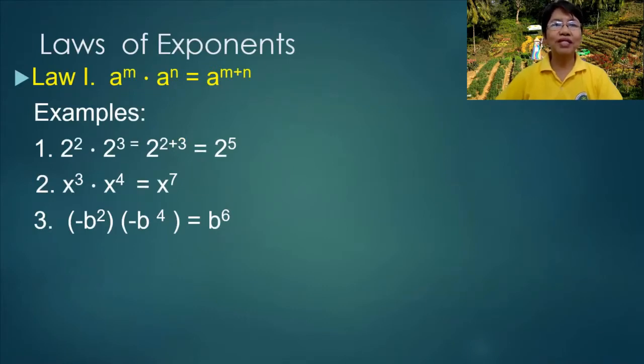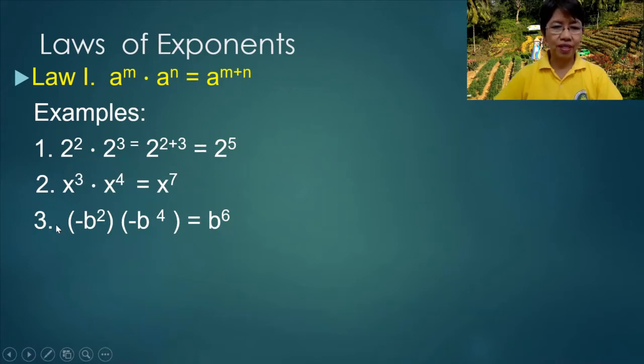Laws of exponent. Number 1. A to the m times a to the n is equal to a to the m plus n. Examples. 2 squared times 2 cubed is equal to 2 to the 2 plus 3, or 2 to the 5th power. Number 2, x cubed times x to the 4th is equal to x to the 7th. You simply add 3 plus 4.